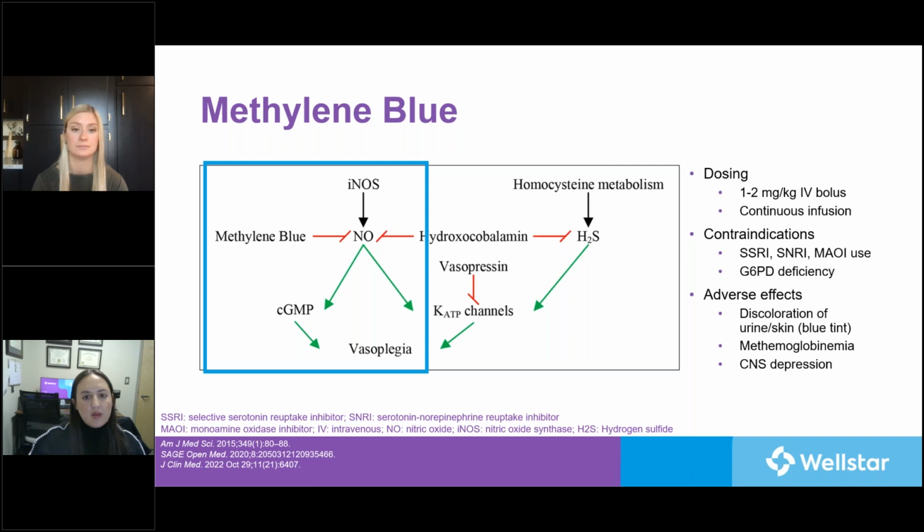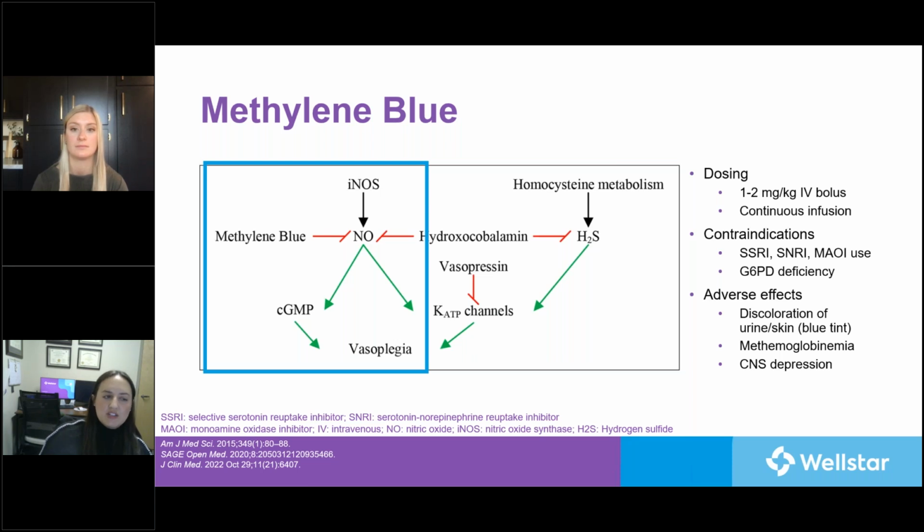The dosing for methylene blue for this indication, you could do it a couple of different ways. Studies have done it using a bolus, so 1 to 2 milligrams per kilogram IV bolus, typically given every 30 minutes. And you can also consider following that up with a continuous infusion.